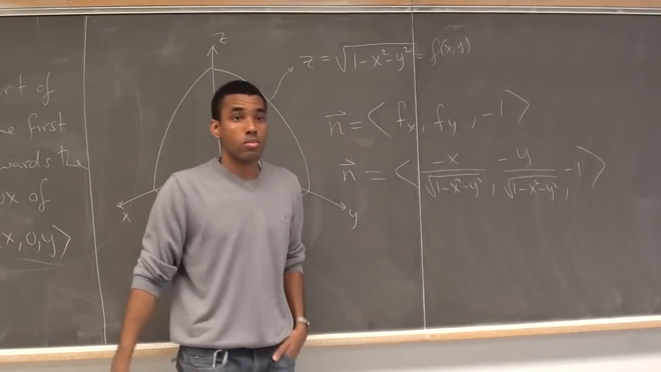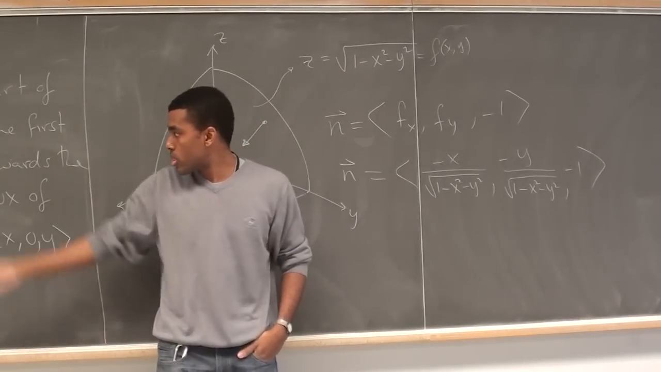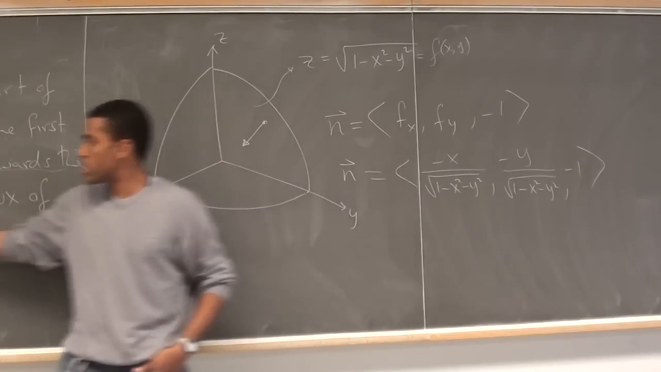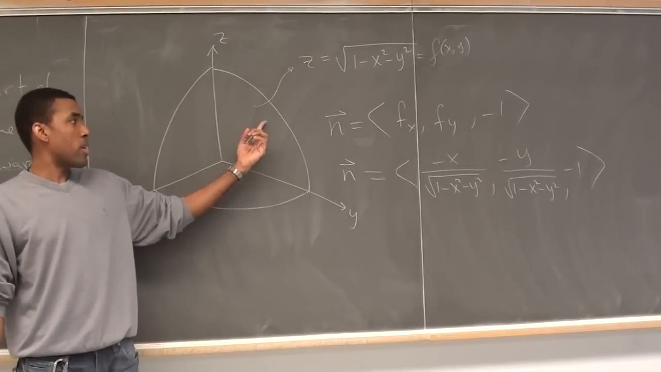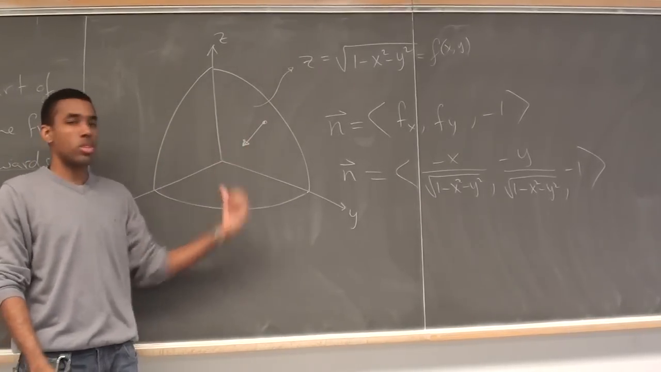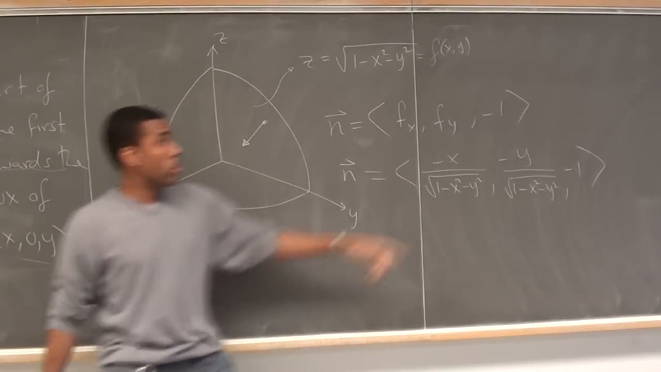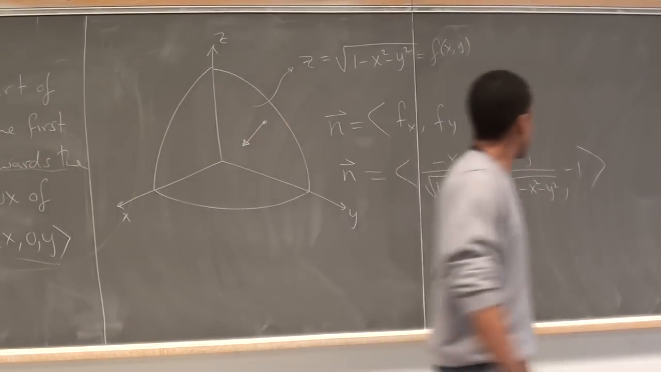Why is the normal vector pointing inwards? Because they told us. Oriented towards the origin. So I know that if I draw a normal vector on the surface, it should be pointing towards the origin, so it would be pointing down. So I know I want my z coordinate to be negative.